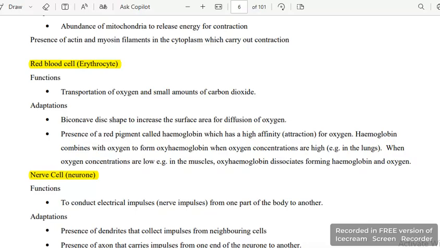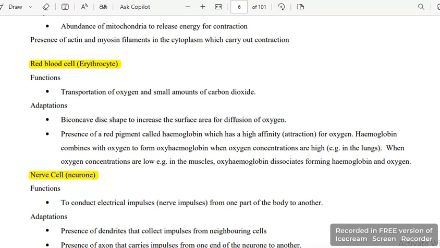When oxygen concentration is low, in the muscles, oxyhemoglobin dissociates, forming hemoglobin and oxygen. So they split to form hemoglobin as well as oxygen.